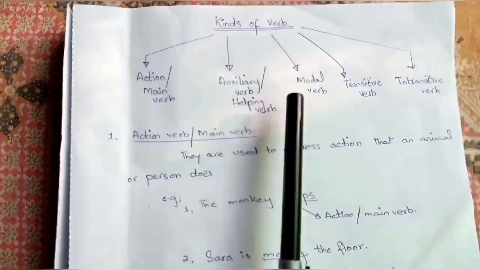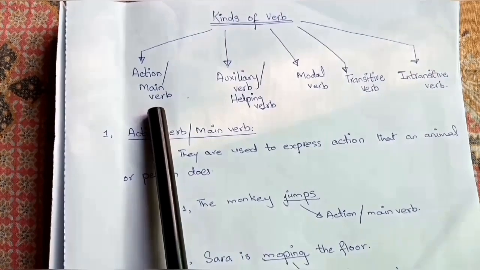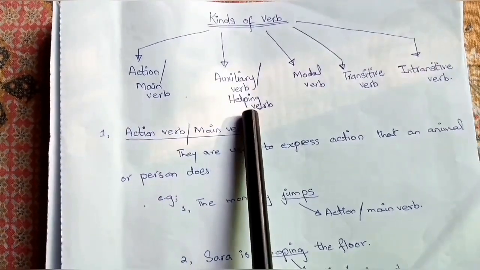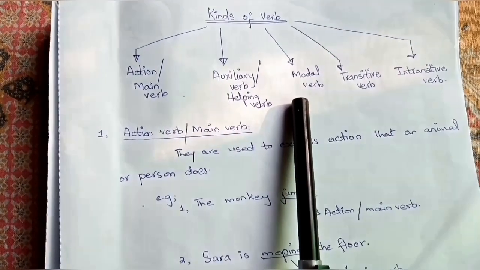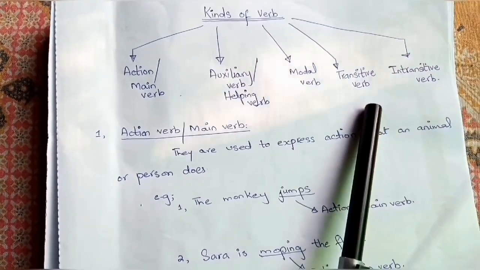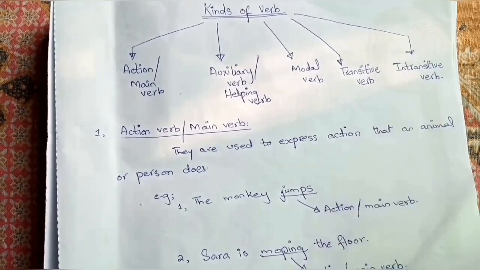Now, kinds of verb. I will discuss 5 kinds of verb in this video. Number 1, action verb, which is also called a main verb. Number 2, auxiliary verbs. They are also called helping verbs. Number 3 is modal verbs. Number 4 is transitive verbs and intransitive verbs.